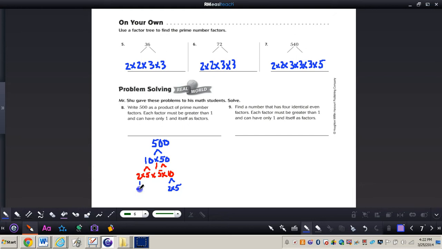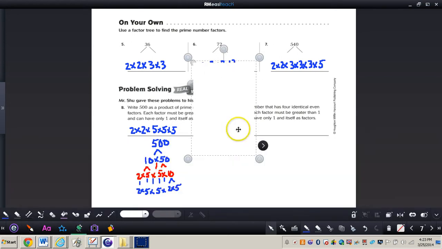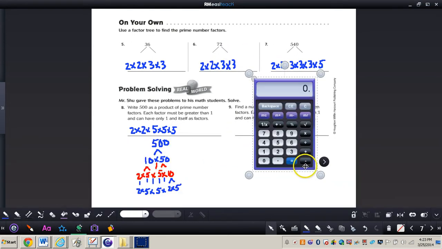Okay, so we can bring the 2 down, bring the multiplication sign down, bring my 5 down, bring the multiplication sign down, bring my other 5, bring the other multiplication sign down. So now we have 2 times 5 times 5 times 2 times 5. Okay, we do want to order this from least to greatest, so 2 times 2 times 5 times 5 times 5.